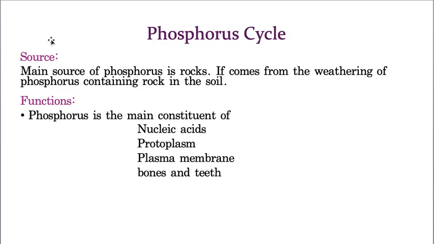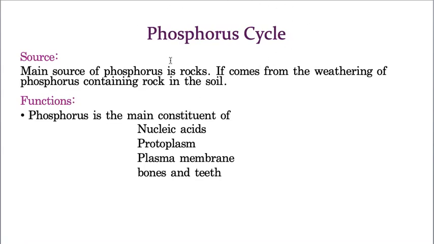Now these rocks slowly undergo weathering. By weathering of these rocks, the phosphorus is added into the soil or soil solution. That means the water present in the soil is called soil solution. But the ultimate source of phosphorus is rocks. That means it is present in sedimentary rocks, because rocks are sedimentary, na? That's why it is called a sedimentary nutrient cycle.